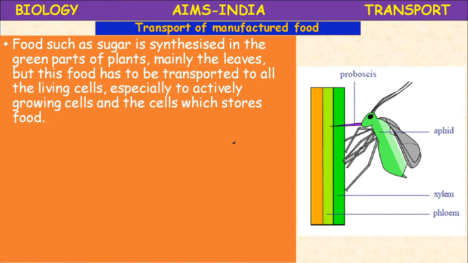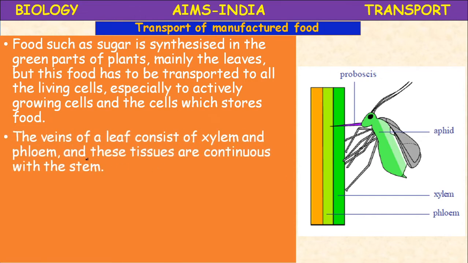The food such as sugar is synthesized in the green parts of the plant, mainly the leaves, but this food has to be transported to all living cells, especially to actively growing cells and the cells which store food. We studied the conductive tissues in plants, the complex tissues xylem and phloem. Previously, xylem helped in the transport of water and minerals. Now we come to the phloem tissue.